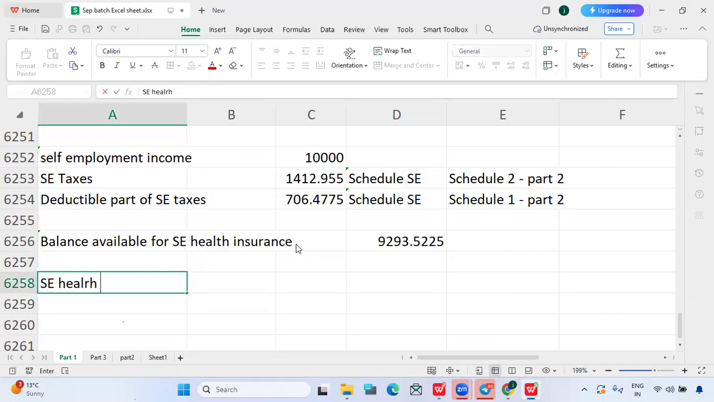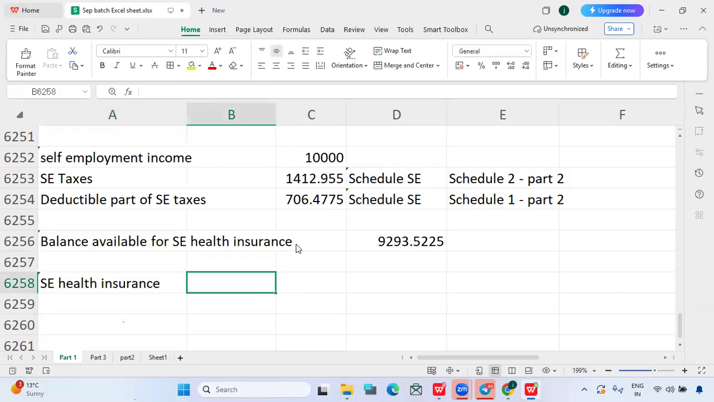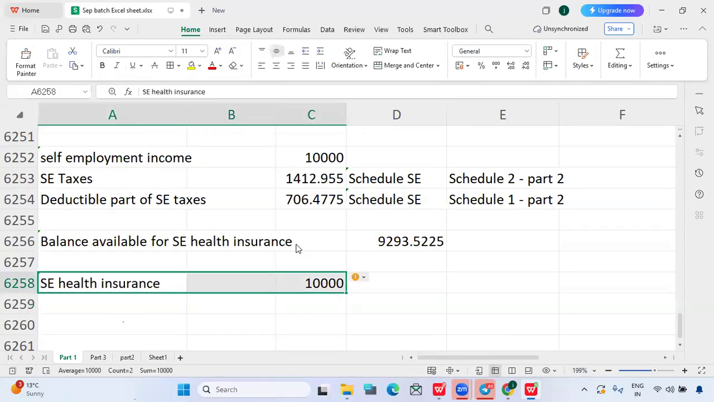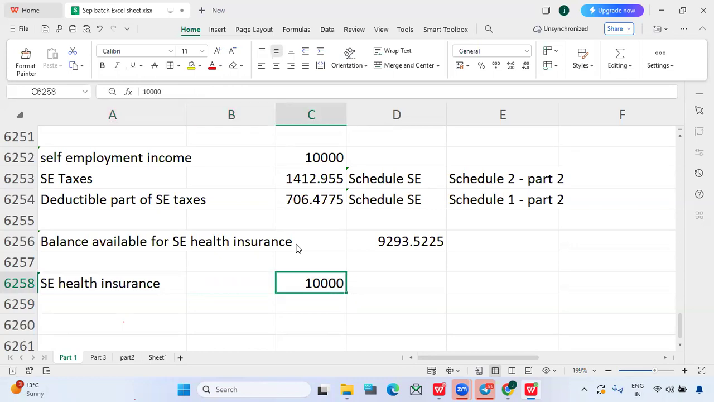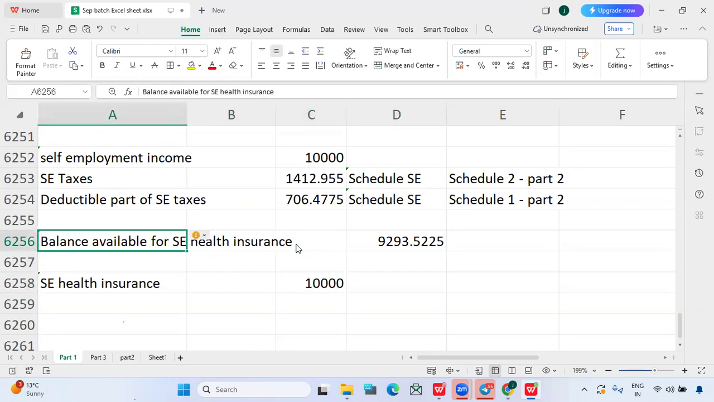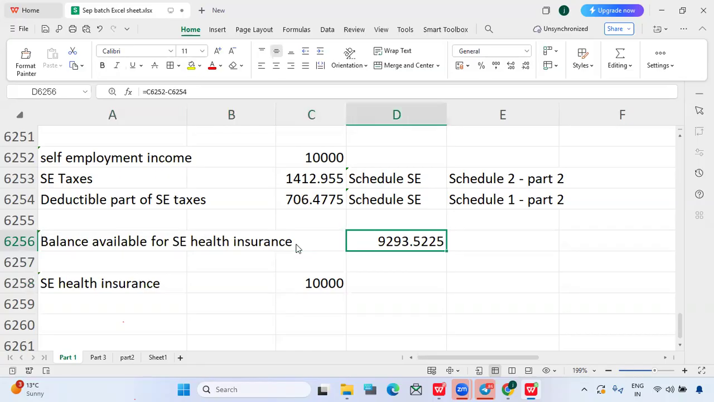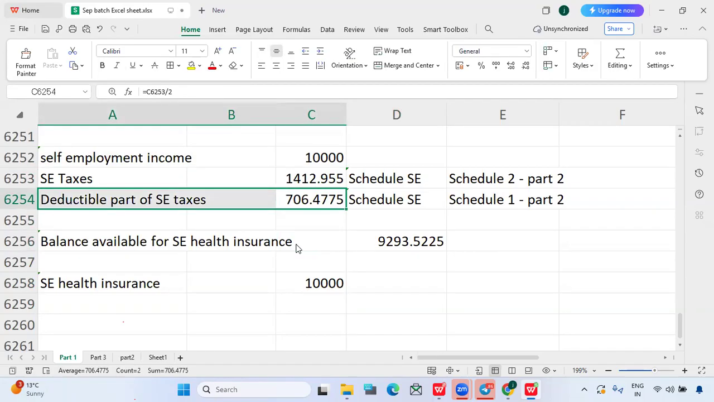So the taxpayer would like to take $10,000 of self-employed health insurance. He can take it, but can we claim it? No, because we have a balance of 9,293 only. That means we can claim as a deduction in Schedule 1, Part 2 up to self-employment income minus the deductible part of self-employment taxes.